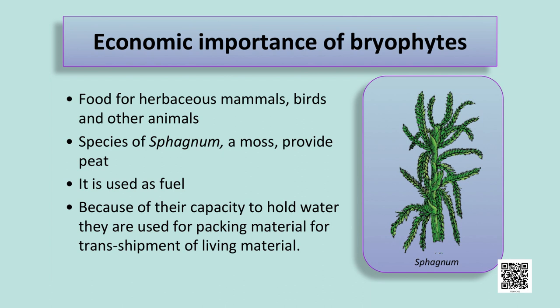Although very small in size, bryophytes play a very important role. They act as food for some herbivorous mammals, birds and other animals. The species Sphagnum, as shown in the picture, has very good water holding capacity and hence it is used for packaging during shipment of live material. It also forms peat which is used as fuel.